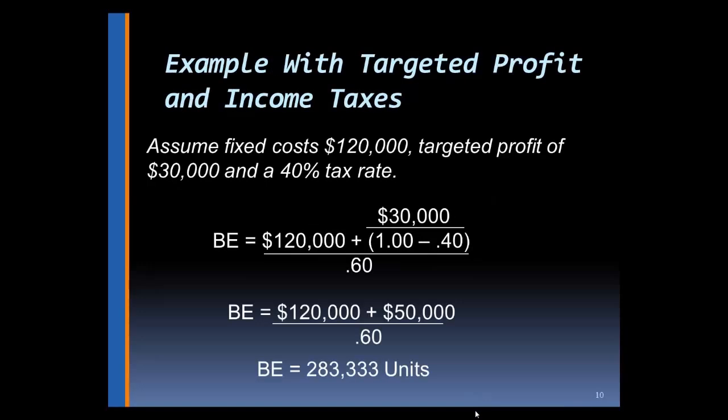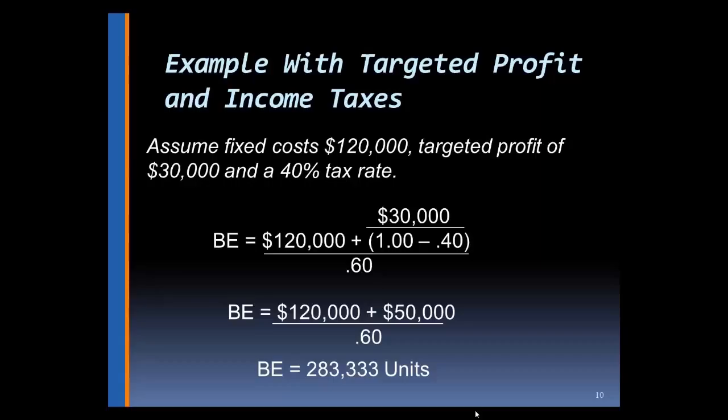So let us assume now that we want to make a profit of $30,000 after tax. Our tax rate is 40%. Our fixed costs are still $120,000, just as we saw in the previous calculation. And our contribution margin per unit is still 60 cents. So the first thing we do is we subtract 40% from 1, and we get 60% in the denominator for the profit. Then if you divide $30,000 by 0.60, you arrive at $50,000.